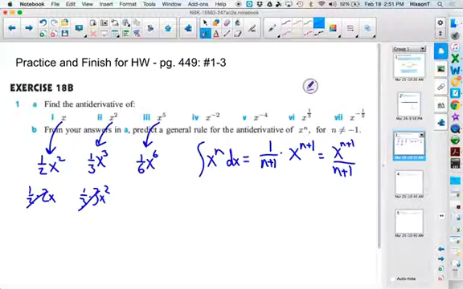Let's think about the pattern, though, here with the x to negative 2. What do we have to do to the exponent?